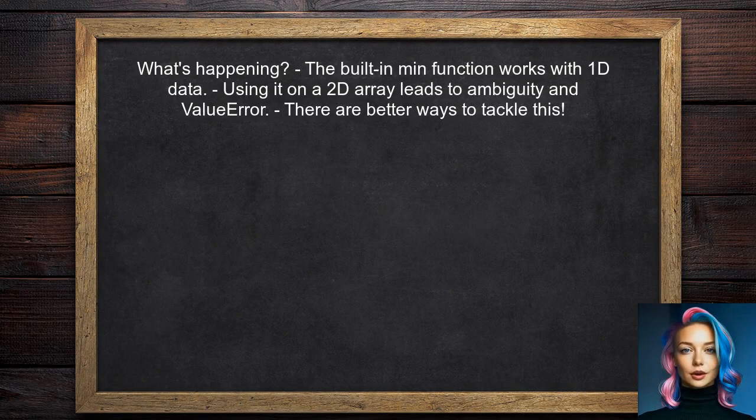So what's happening here? The built-in min function is designed to work with one-dimensional data, and when applied to a two-dimensional array, it can lead to ambiguity. This is why you're seeing that value error. But don't worry, there are better ways to tackle this.